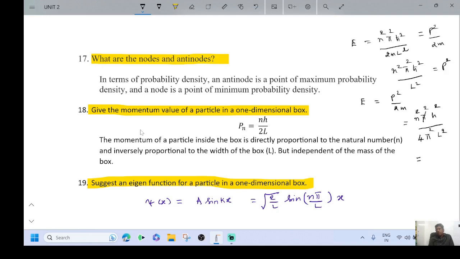This pi square cancelled out, and p square is equal to n square h square divided by 2l square. Then p equal to nh divided by 2L. The momentum of a particle inside the box is directly proportional to the natural number n and inversely proportional to the width of the box L, but independent of the mass of the particle.